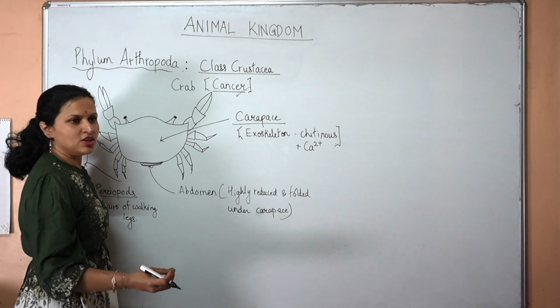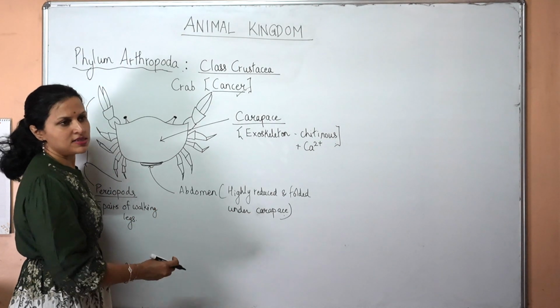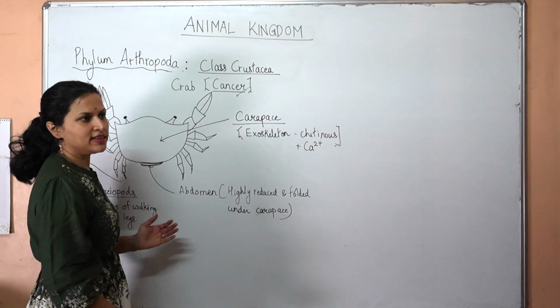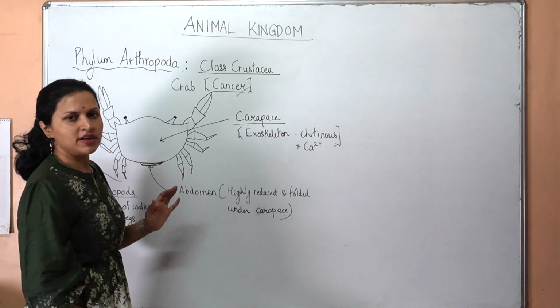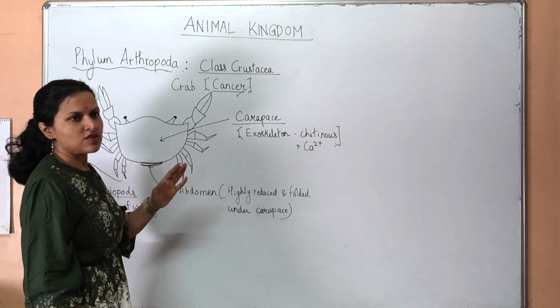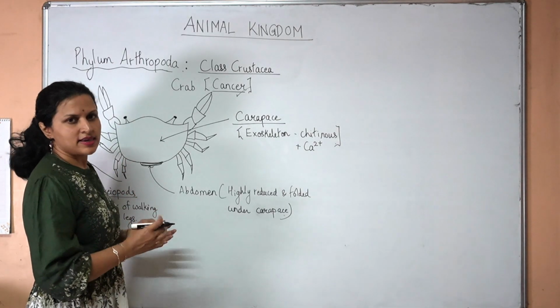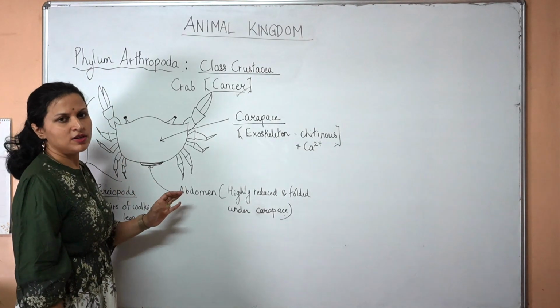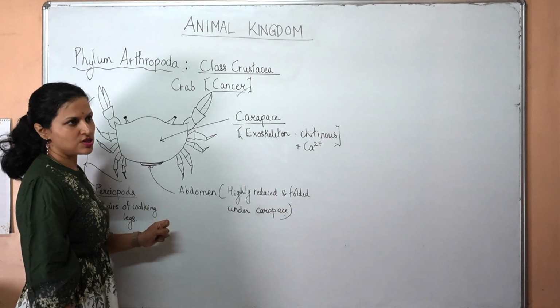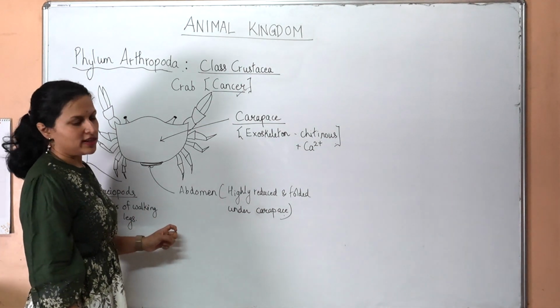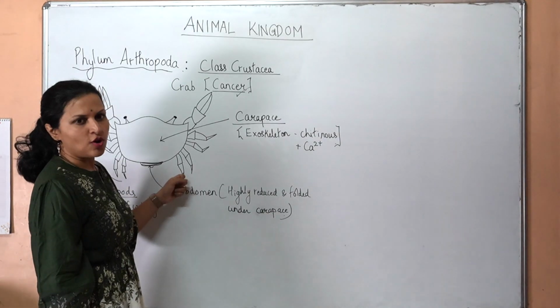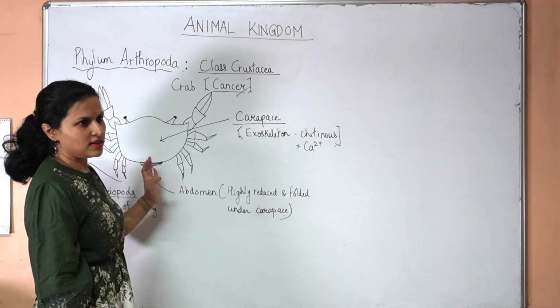It does have pleopods on the abdominal segments, but its pleopods are very highly reduced and they are only meant for egg carrying. In case of the prawn, the pleopods are meant for swimming as well as egg carrying. In case of the crab, the pleopods, which are highly reduced, are meant for egg carrying only. They will not help in swimming. Uropods and the tail fan are missing in case of the crab.